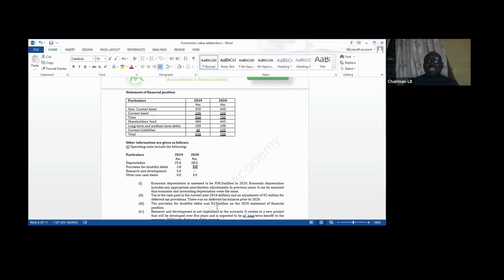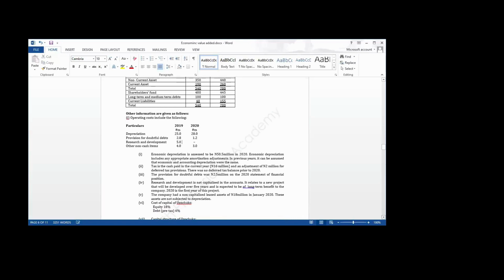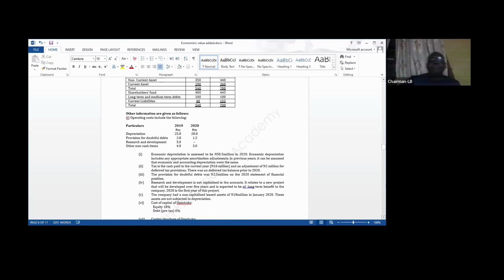Research and development cost is not capitalized in the accounts. This cost has not been capitalized. It relates to a new project that will be developed for over 5 years and is expected to be of long-term benefit to the company. 2020 is the first year of the project.